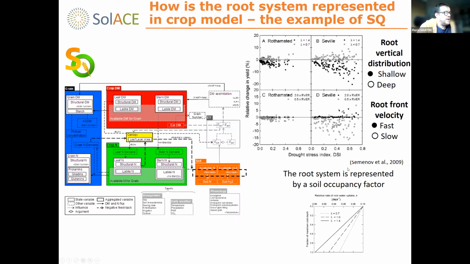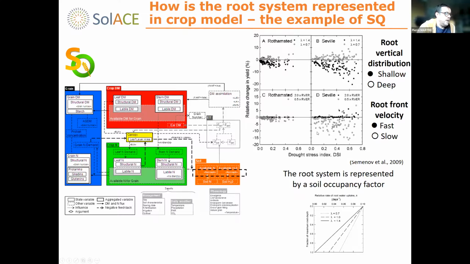And with this simple parameter, we can already explore the impact of these macroscopic traits. Here is an example of a simulation where we analyze the sensitivity of the model to changes in root vertical distribution and root front velocity in two very different environments. One in the UK in Rothamsted, and the other in Spain in Seville.